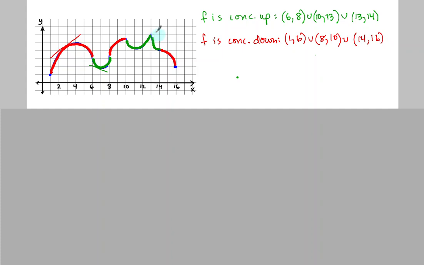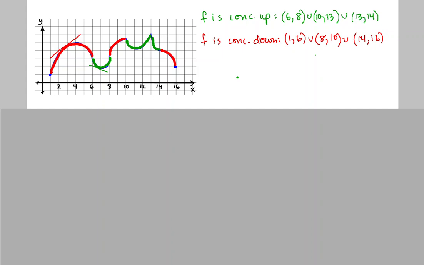Now remember, at the sharp point, the curve is not bending, so we can't say concave up or concave down, which is why even though the graph is concave up from 10 to 13, and then again from 13 to 14, we cannot combine those intervals.